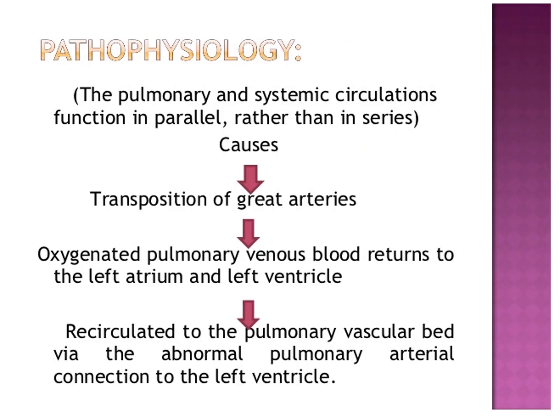So we can see here the pathophysiology. The pulmonary and the systemic circulation function in parallel rather than in series. There is a transposition of great vessels. Oxygenated pulmonary venous blood returns to the left atrium and to the left ventricle and recirculates to the pulmonary vascular bed via abnormal pulmonary artery connections with the left ventricle.